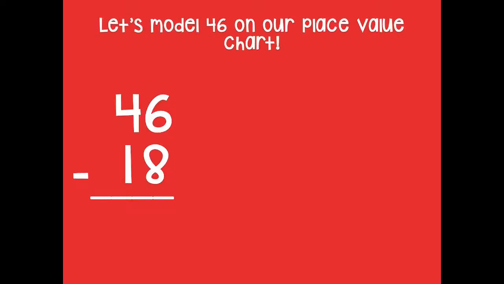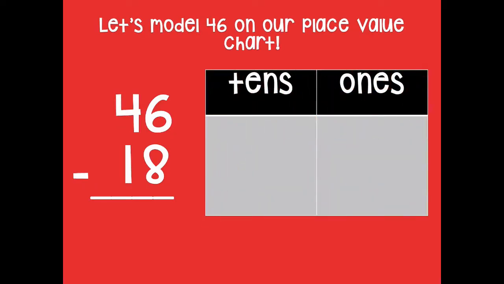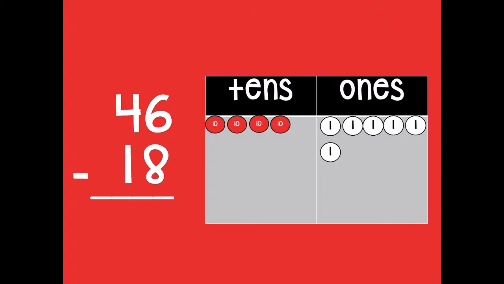All right, let's look at this one. So this is 46 minus 18. Again, let's model 46 on our place value chart. So I have 4 10s and 6 1s. So now we're going to subtract the 1s. Just like when we're adding, we always start in the 1s place. Same thing when we're subtracting like this.